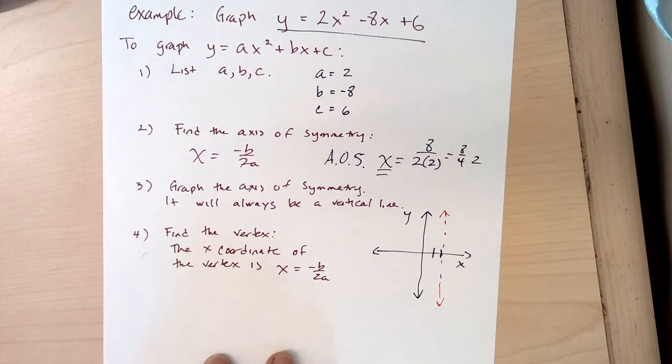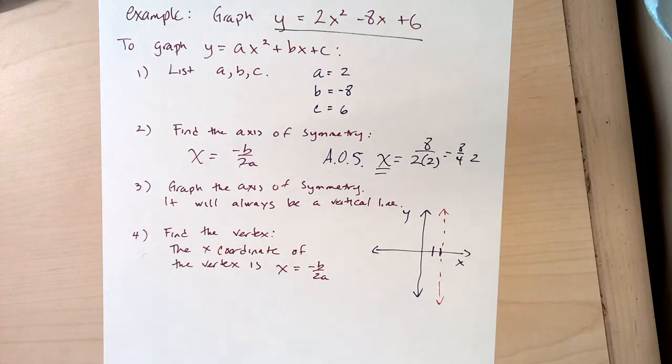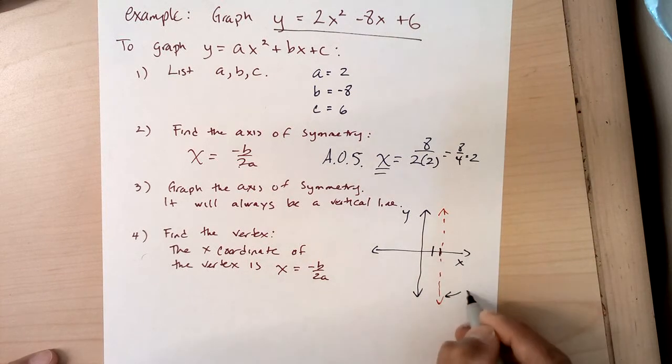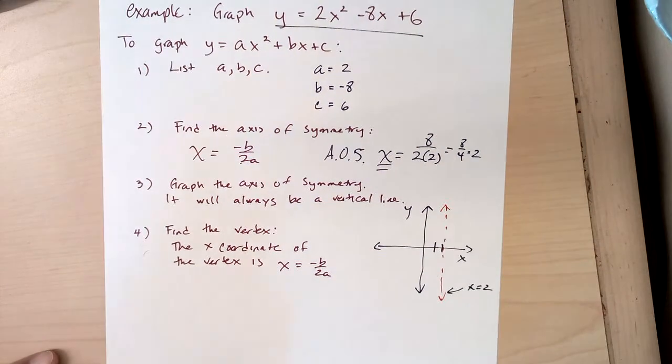Now here's where you need to see how all of the different parts of the graph fit together. For the axis of symmetry, which is what I just graphed, x equals 2 in this case, the vertex will always be on the axis of symmetry. So we actually already know the x-coordinate of the vertex. In this case, x is equal to 2. So this is the line x is equal to 2. The vertex has to be on that.